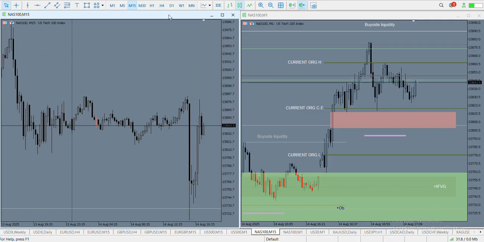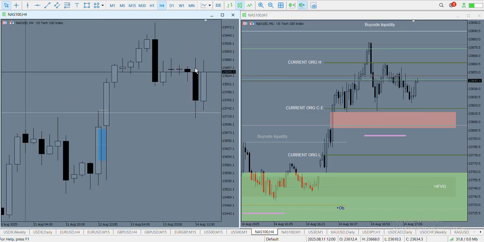Right here, relative equal highs. On a 4-hour chart, you can see the high here. That is 23,883.9. This high is 23,884. So 883, 884, we just went above that high by one handle. Still, these are relative equal highs here, and I want to see price gravitating to these relative equal highs.